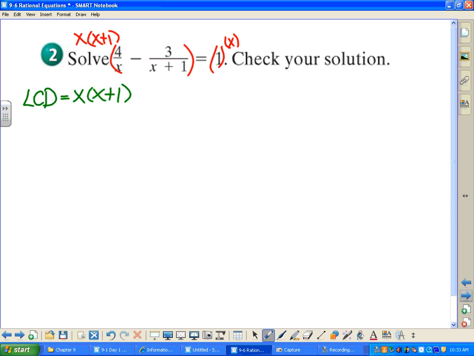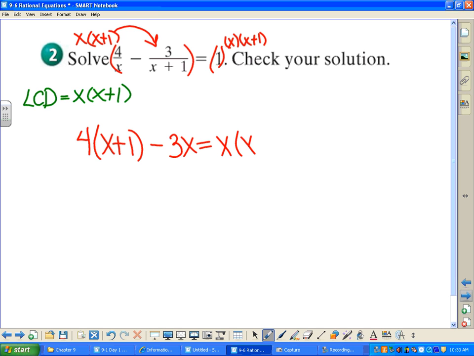Now, you may be to the point that you know when you multiply 4 times x plus 1, and that's all going to be over x, that you're going to be left with just what? 4 times the quantity x plus 1 minus, when you distribute here, do you see what you're going to be left with? Just 3x equals x times the quantity x plus 1. Do you see how it eliminates those fractions for you?